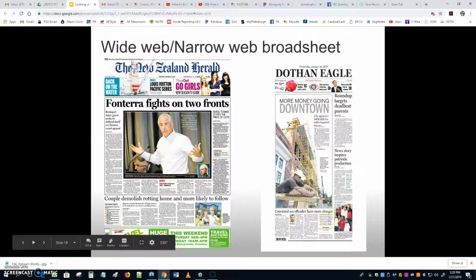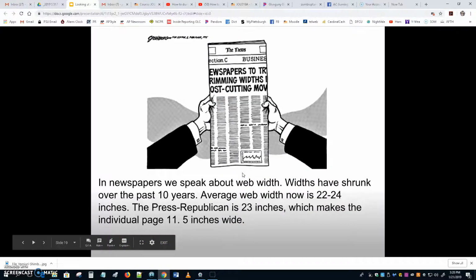But then we also have traditional shape papers, very vertically oriented papers, as opposed to the big, really wide papers. In the old days, there were lots of really wide papers. This idea of the width of the paper is something that's been changing a lot. In the past 10, I would say 15 years now, the average web width has shrunk further and further. I say here the Press Republican is 23 inches wide. I think it may actually be a little narrower than that now. That's the whole spread. That's 2 pages. Individual page is only a little more than 11 inches wide.